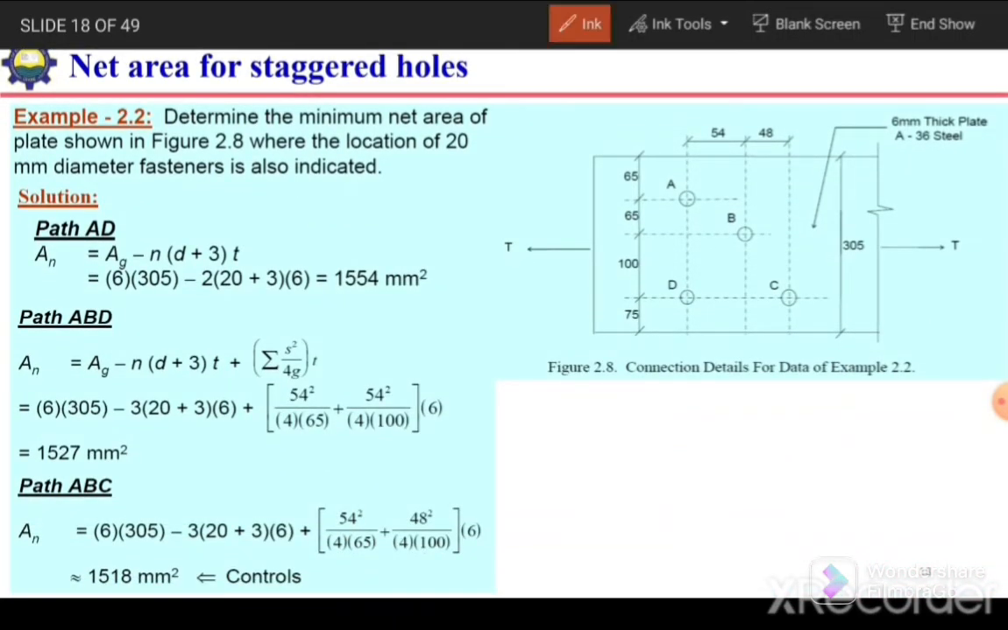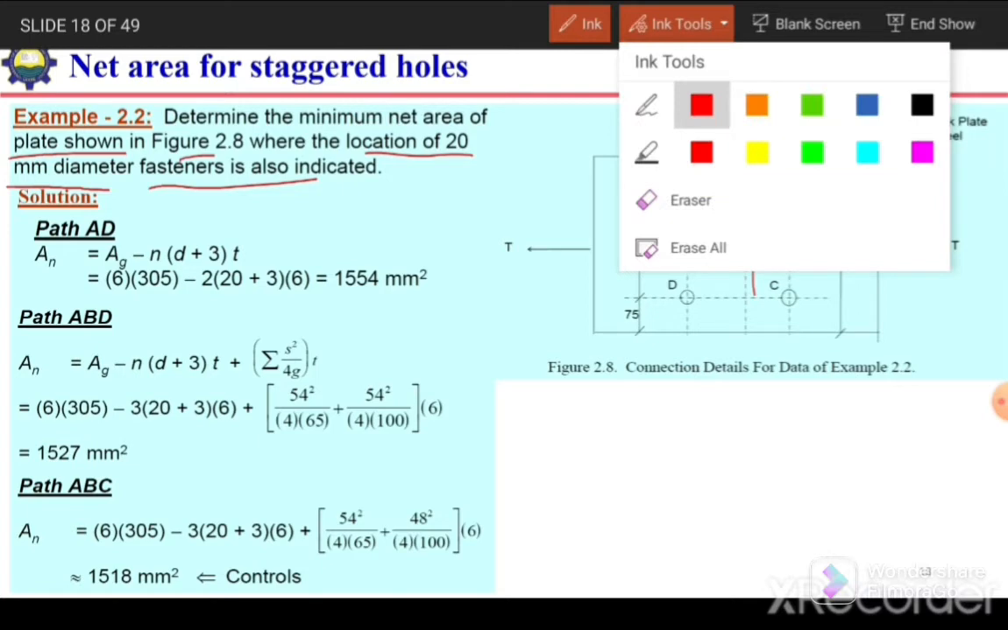So here is the example to determine the net area of the plate shown in the figure, where the location of 20 millimeter diameter fasteners is also indicated. Here we have 3 rows of bolts. The first row, the first bolt will be over here, and then the second row here, and the next bolt will be somewhat over here, and then the third row this one. If we see, for holes A and B we have a stagger of 54, and B and D again we have a stagger of 54. For B and C we have a stagger of 48. We need to consider the horizontal distance between the two adjacent lines for the stagger value.